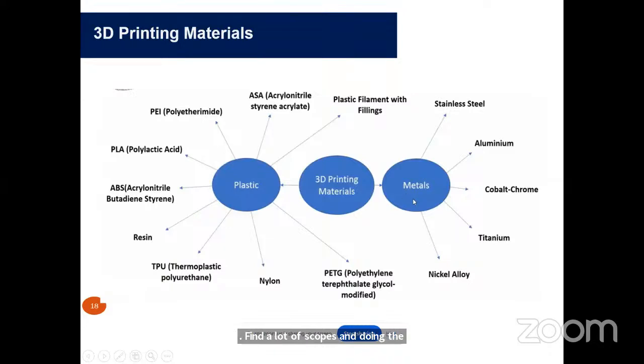Coming to the metals, we find metal machines, but the cost of the machine is higher when we go with metal machines. Approximately 1.5 crore to 3 crore for powder bed fusion, or we go with the DED process. The material may be titanium, cobalt chrome, stainless steel, aluminum, or nickel. So this particular slide gives some idea about the materials used in the 3D printing process.